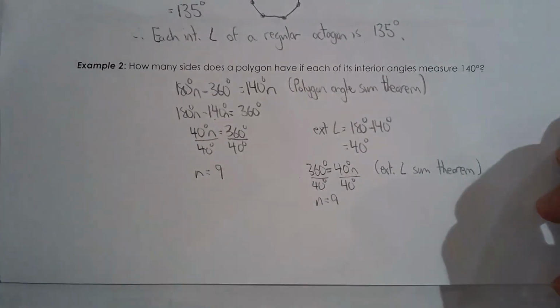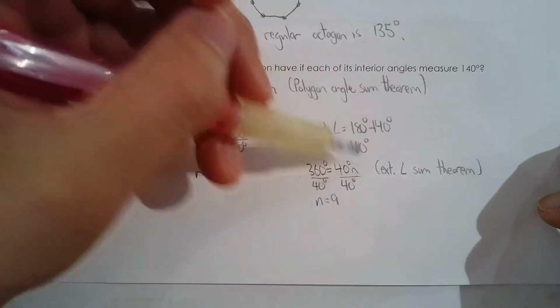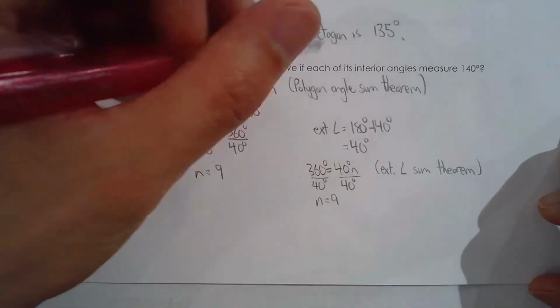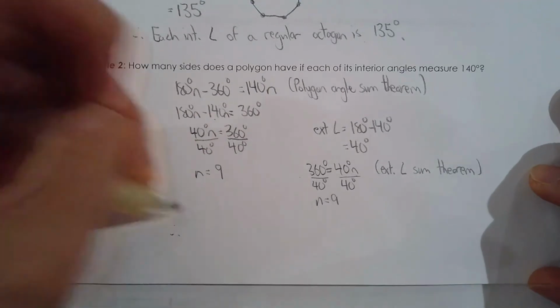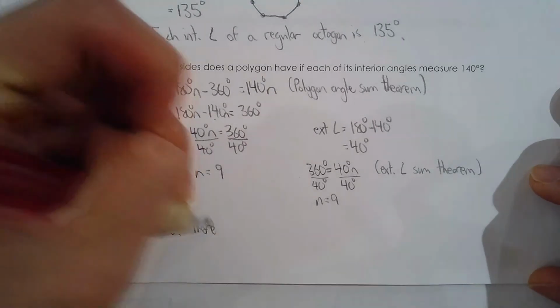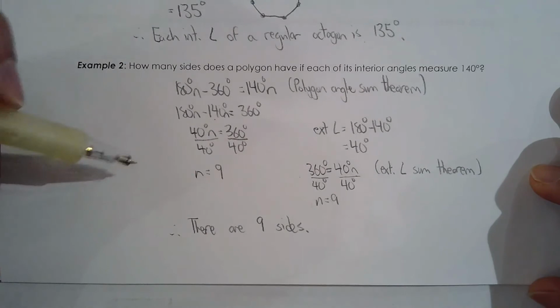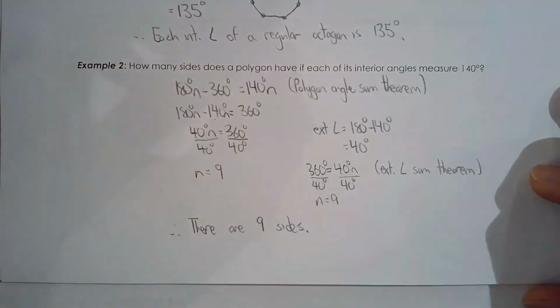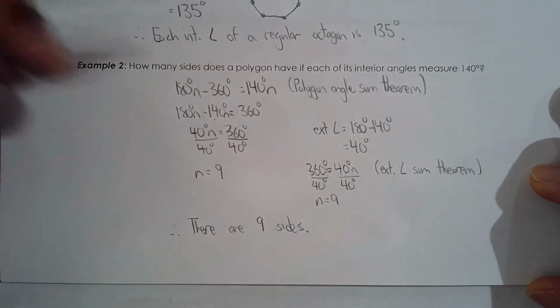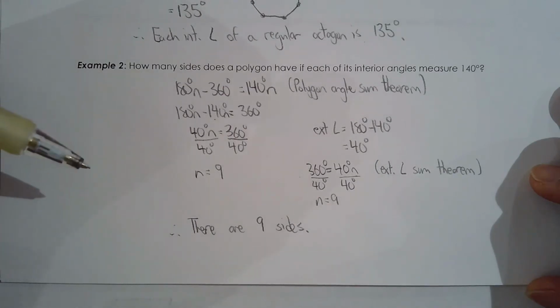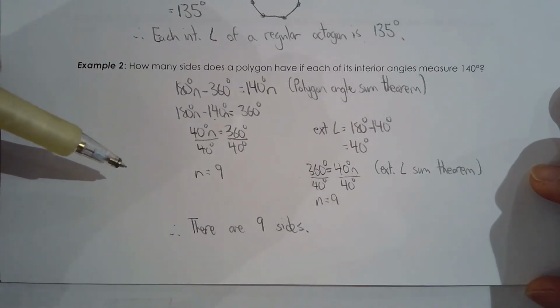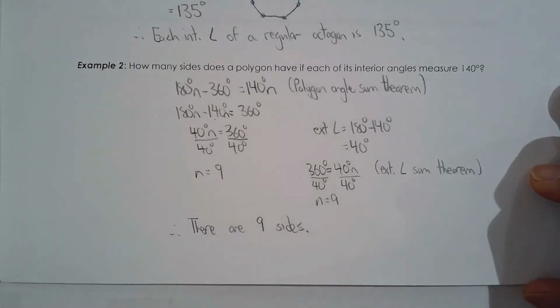Okay, so whether you want to focus on the exterior angles or focus on the interior angles, you will get the same idea. Therefore, there are 9 sides to this regular polygon. I know it's a regular polygon because each of the interior angles is 140 degrees. They're all the same. They're all congruent. So this is definitely a regular polygon. If this was not a regular polygon, then I can't do this question. Okay, let's try the next page.